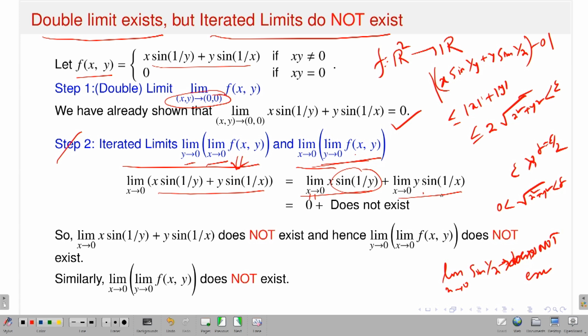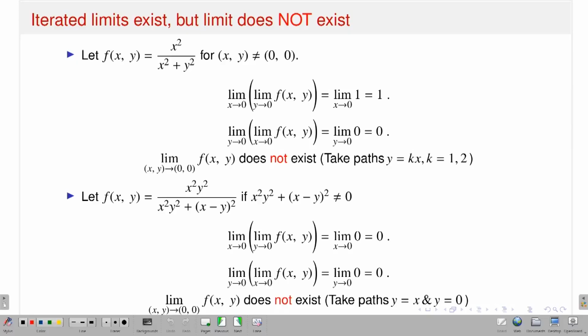So since the limit as x approaches 0 of sine 1 by x does not exist, this limit does not exist, and therefore automatically, if I take the limit as y approaches 0, this certainly does not exist. In the same way, you can prove that instead of taking the limit as x approaches 0 first, if I take the limit as y approaches 0 first, the limit of sine 1 by x does not exist. And hence the limit as x approaches 0 of the limit as y approaches 0 of f of xy does not exist.